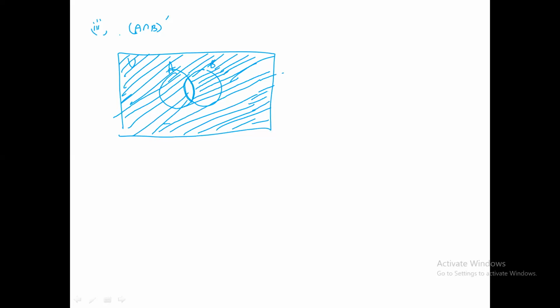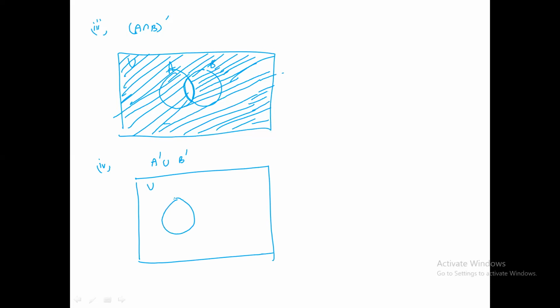So this diagram is (A intersection B) whole dash, because I did not shade A intersection B. The next is A dash union B dash. This is the universal set. This is set A. This is set B.